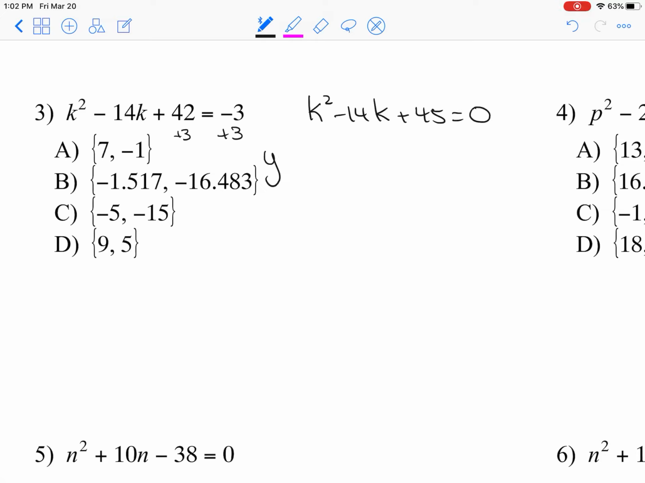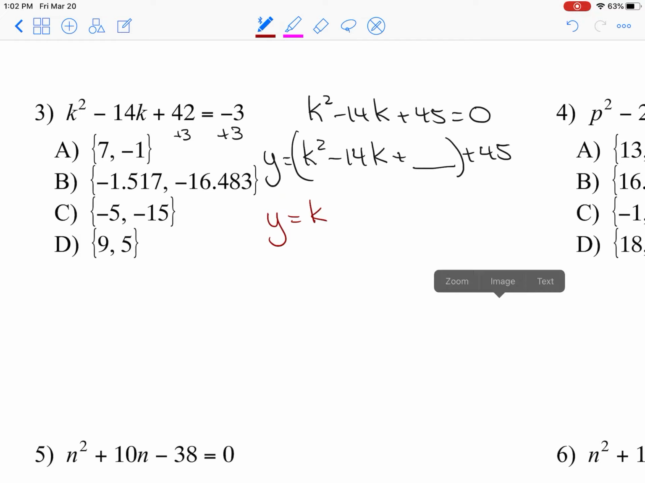All right, change color ink. So when I complete my square, I take half of the negative 14, negative 7, square that, 49. Undo my adding 49 so that I don't change the value of the equation. So I subtract 49.